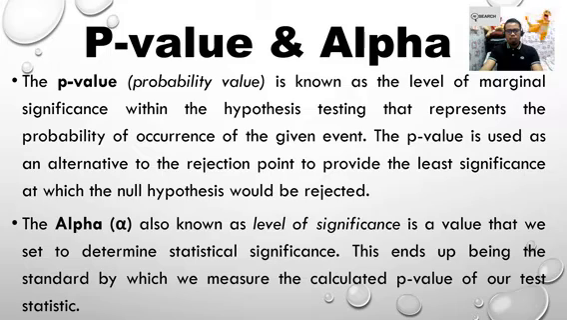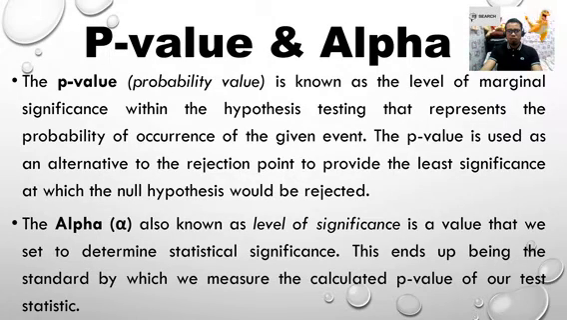Before we proceed to the computation using the statistics calculator, please take note of the difference between p-value and alpha. The p-value or probability value is known as the level of marginal significance within the hypothesis testing that represents the probability of occurrence of the given event. The p-value is used as an alternative to the rejection point to provide the least significance at which the null hypothesis would be rejected. In your mobile application statistics calculator, it would be very clear that the p-value will be shown after the computation.